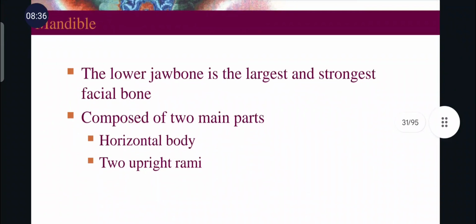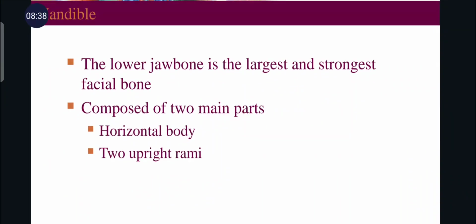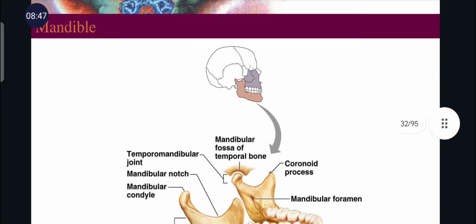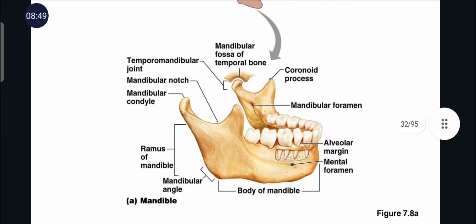Mandible, which is also known as the lower jaw bone, is the largest and strongest facial bone. It is composed of 2 main parts, a horizontal body and 2 upright rami. So here you can see the structure of the mandible, which consists of the ramus, the body of the mandible and the place for the articulation of teeth, the coronoid process, and the temporal fossa for articulation with the temporal bone.